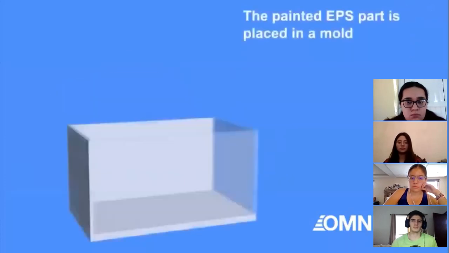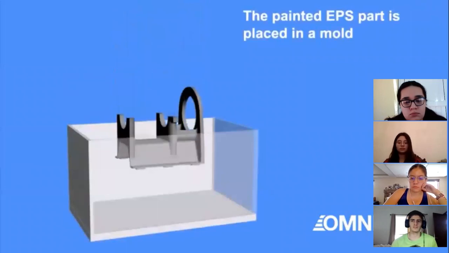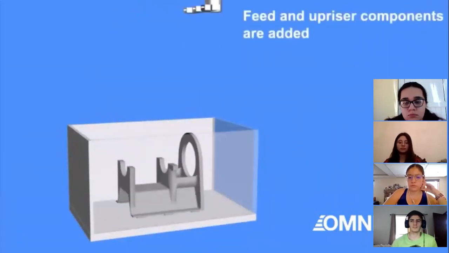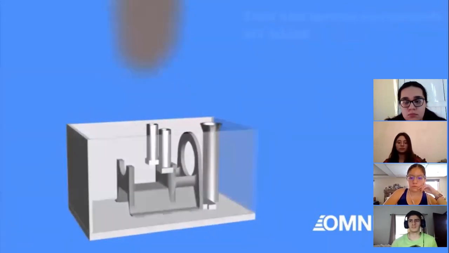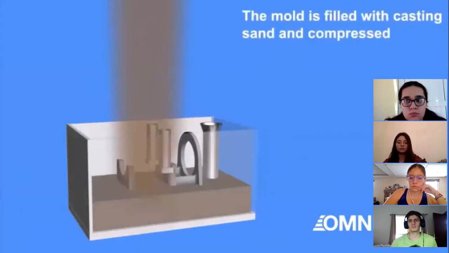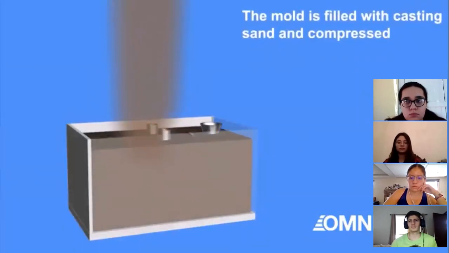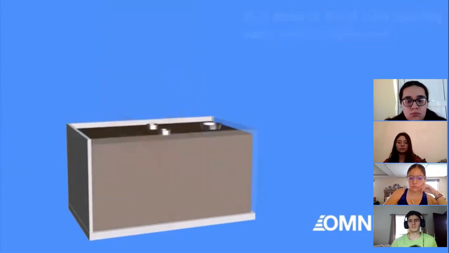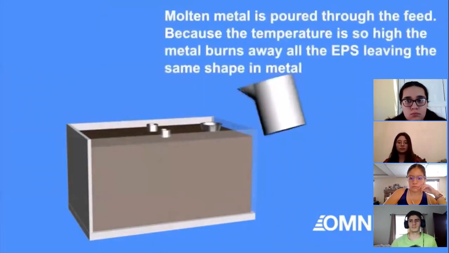Next, the painted EPS part is placed in a mold. The feed sprue and upriser are added to the EPS part. Then the mold is filled with casting sand and compressed. Molten metal is poured through the feed, and the hot metal burns away all the EPS foam, leaving a metal part of the same shape.